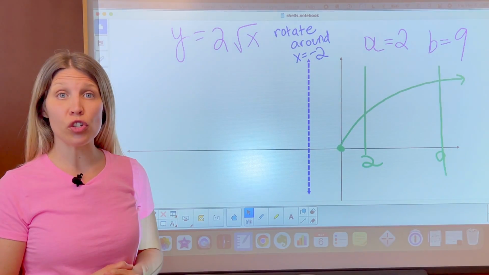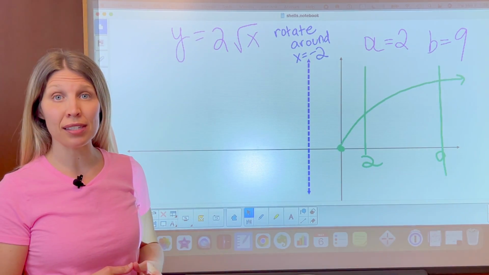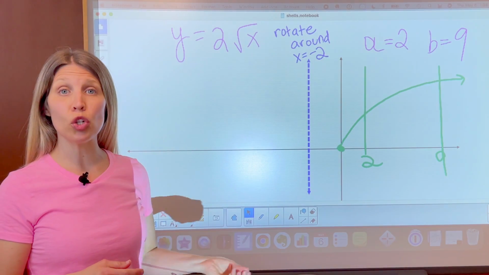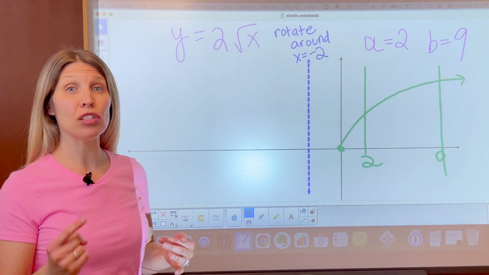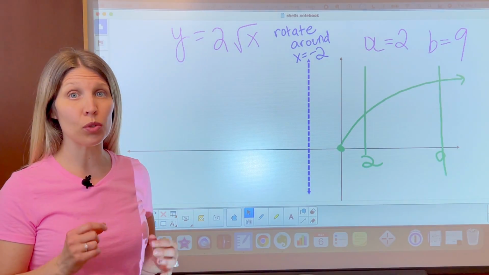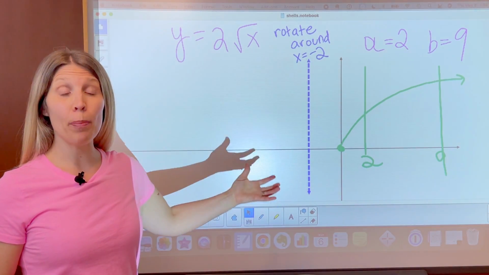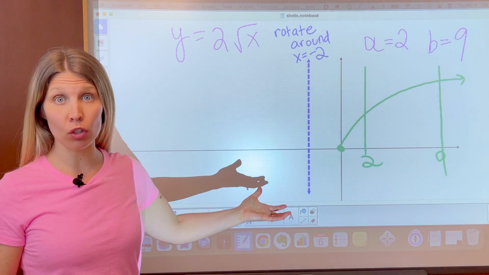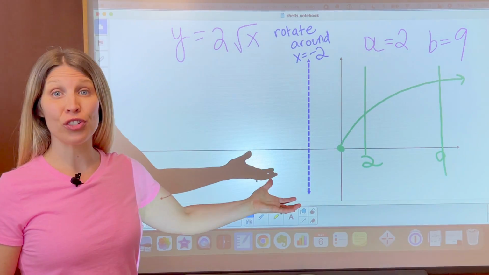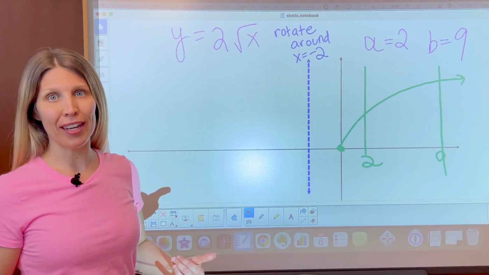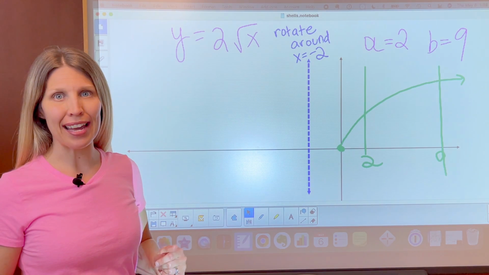For this next function, we're doing 2 times the square root of x. They want it bound between 2 and 9, and our axis of rotation is x equals negative 2. So the first step is to draw a picture of what it is that they're looking for. And then your second step is to draw in that shadow. So let's do that now.